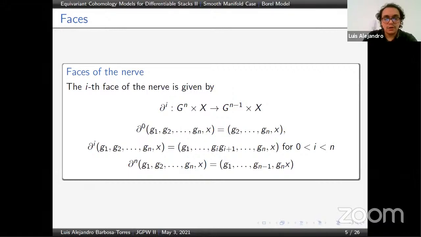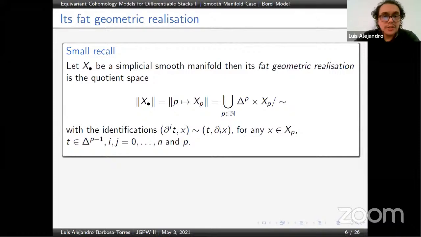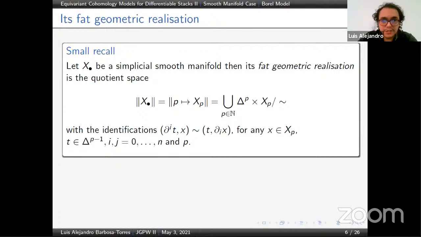Okay, so we have a groupoid. We are having a simplicial smooth manifold. And for those simplicial smooth manifolds, we can associate a topological space. The way to do it is using the fat geometric realization for a simplicial smooth manifold.